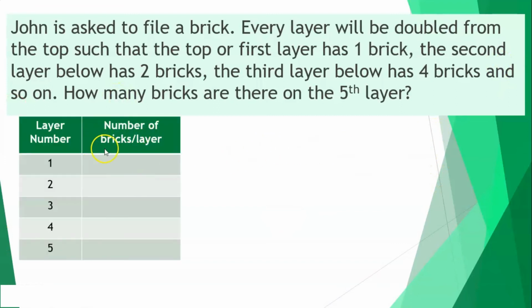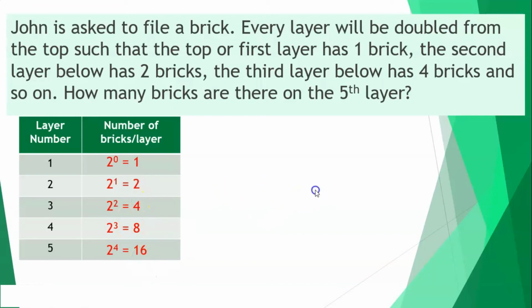So we can have it in tabular form. So take note, in the first layer, there will be 1 brick. In the second layer, there will be 2 bricks because it will be doubled. In the third layer, there will be 4 bricks. So it's doubled. In the fourth, double it. So you'll get 8. Double it further, we'll get 16.